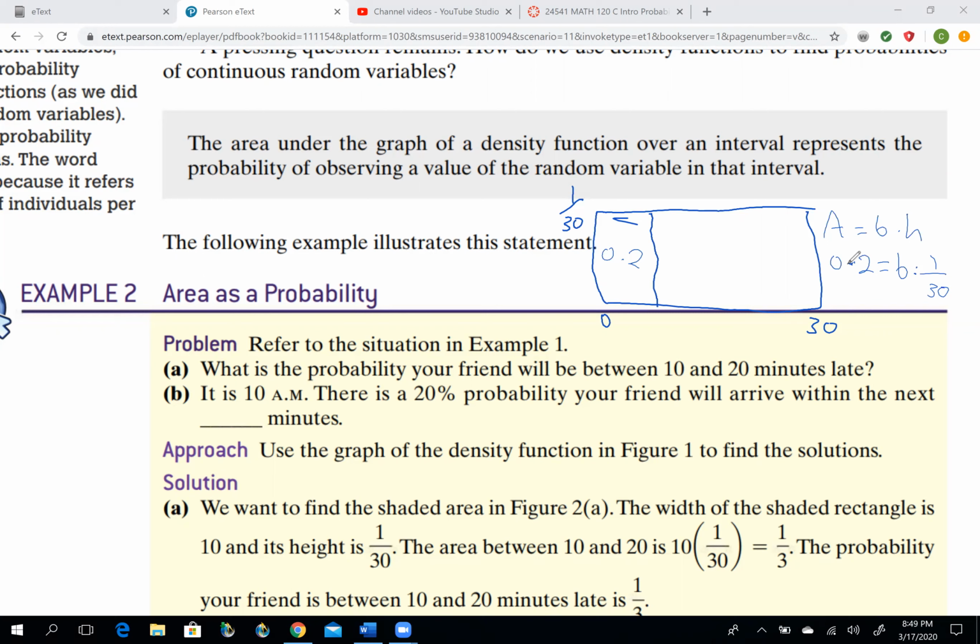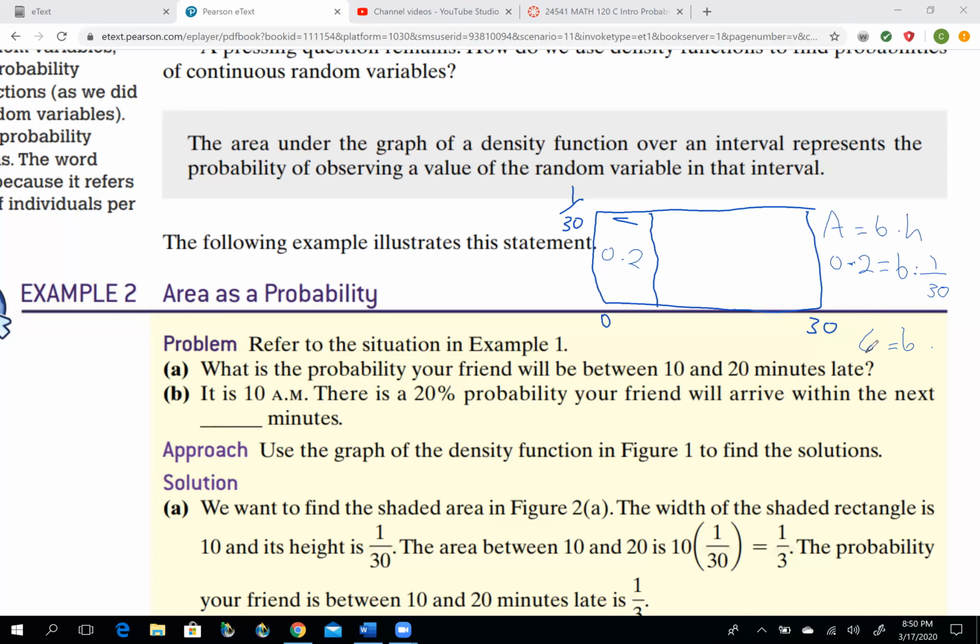If I want to isolate the b, I'm going to multiply both sides by 30. So b is equal to, because 30 times 1 over 30 cancel each other, so b is alone, and 30 times 0.2 is 6 minutes. So it is 10 a.m. There is a 20% probability your friend will arrive within the next 6 minutes.